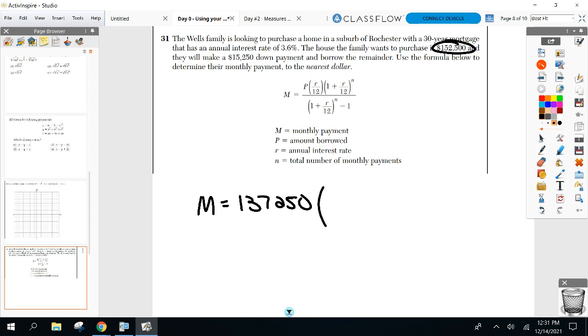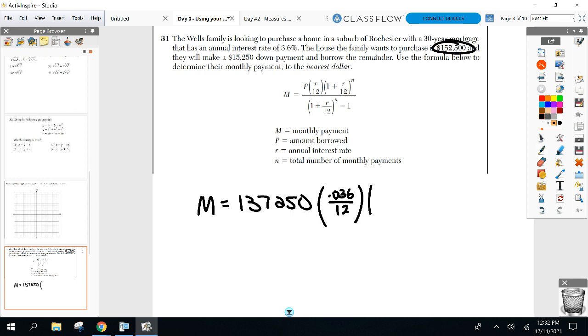R is the annual interest rate. Now we got to talk a little bit more math. The interest rate's 3.6. No go. Absolutely not. We don't just plug percents in, we plug them in as a decimal. So I take that 3.6 and move the decimal point over 2 spots, or just put it in your calculator and divide by 100 to be on the safe side. 0.036 divided by 12.